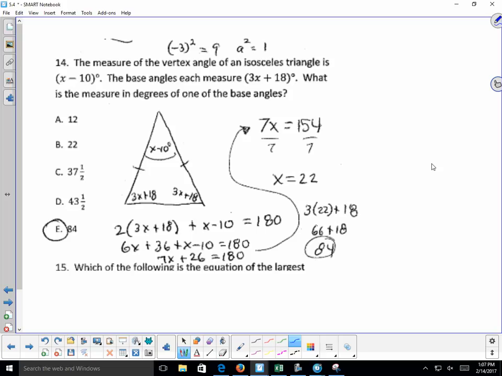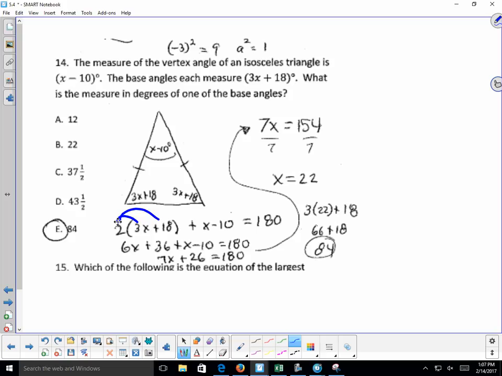So 2 times the 3x plus 18 plus the x minus 10. I know those 3 angles have to add up to 180. I distributed my 2. I got 6x plus 36 plus x minus 10. I combined like terms. I got 7x plus 26 equals 180, subtracted 26, divided by 7, and I got x equals 22.